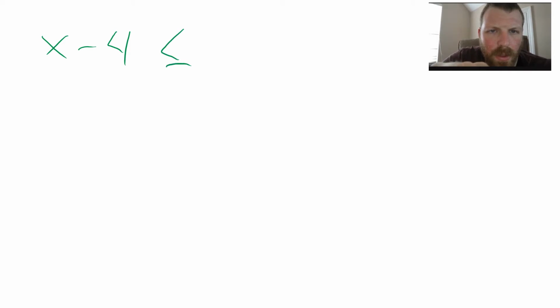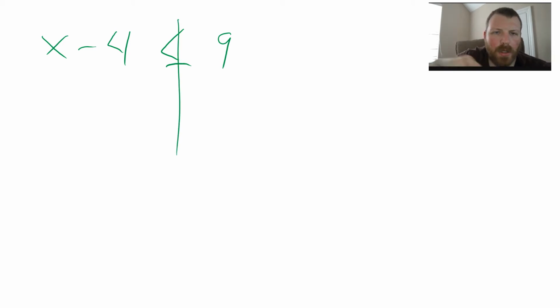All right, so let's look at another example of how to solve inequalities. Let's just start out again, pretty simple. Let's do x minus 4 is less than or equal to 9. We're just going to solve this again like we would solve an equation.